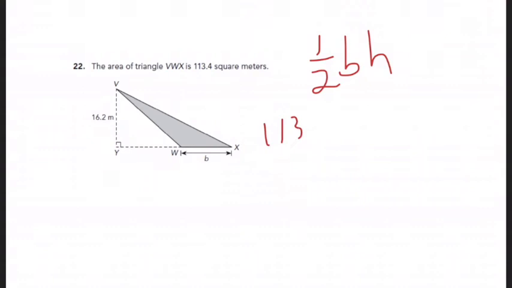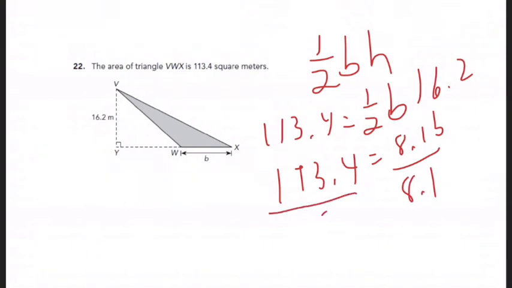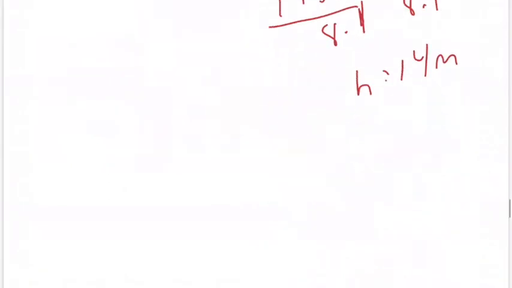Okay, so we have 113.4 equals 1/2. I don't know what the base is. The height is 16.2. So I'm going to take half of 16.2 and get 8.1, and divide 113.4 by 8.1. Let me just use my calculator. 113.4 divided by 8.1, and that's 14. So our base equals 14 meters.